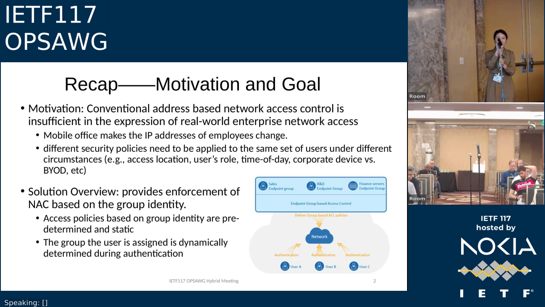So for the proposed solution, we are trying to provide enforcement of network access control based on group identity. That is, for example, to permit or deny network traffic from a source group ID and/or to a destination group ID. These access policies based on group identity could be predetermined and static, but which group the user is assigned to could be dynamically determined during the user's authentication when it tries to connect to the enterprise network.